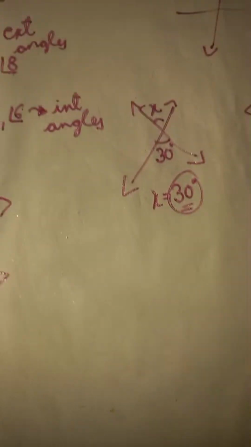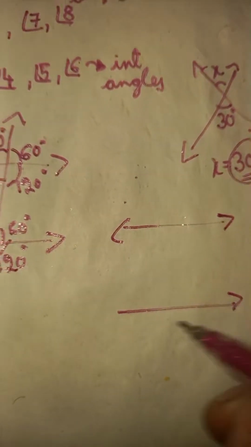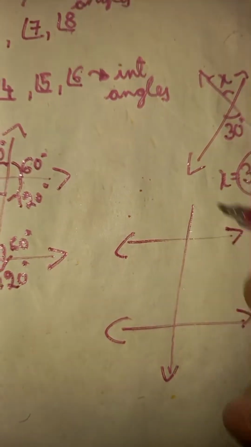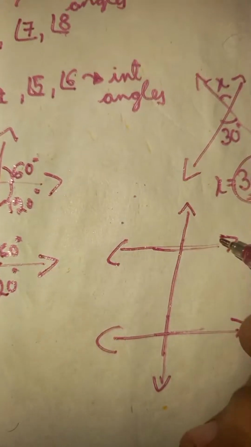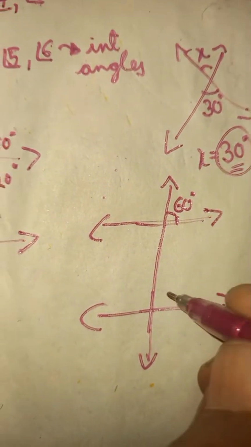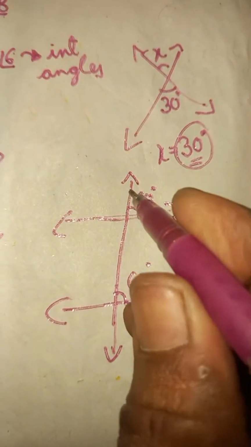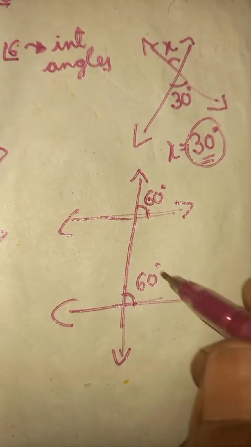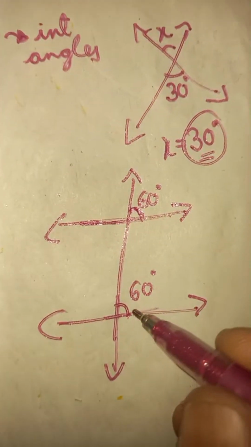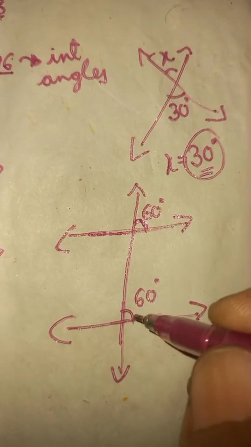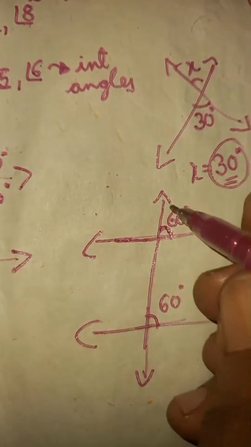Now I'll tell about corresponding angles. If you take these two parallel lines, then you are going to find corresponding angles. They have given this angle as 60 degrees, so this angle is 60 degrees. They are known as corresponding angles because both angles are above the parallel lines. Both angles are above the line, and they are both on the right side of the transversal.